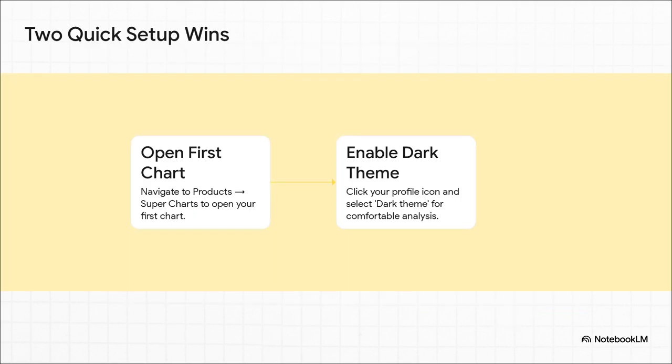All right, let's get a couple of quick wins on the board right now. First, go up to the Products menu and click on Super Charts. Boom, you've got your first chart open. Second, do your eyes a huge favor. Click on your little profile icon and switch on the dark theme. Trust me, you'll be thanking me later.